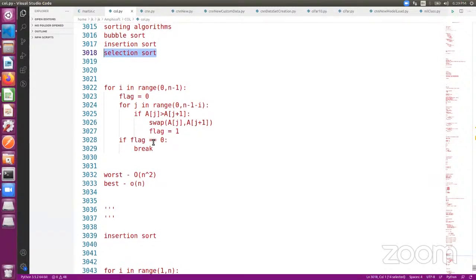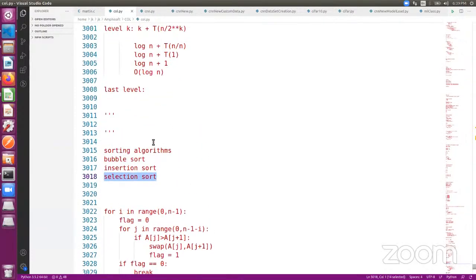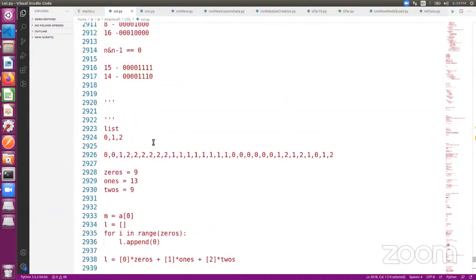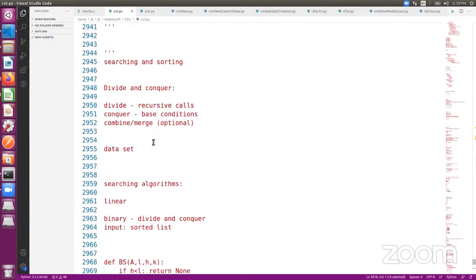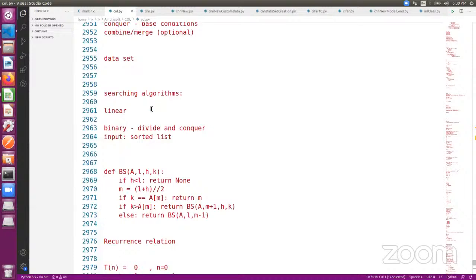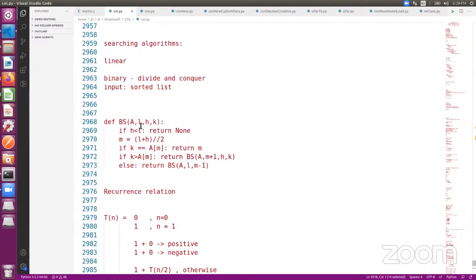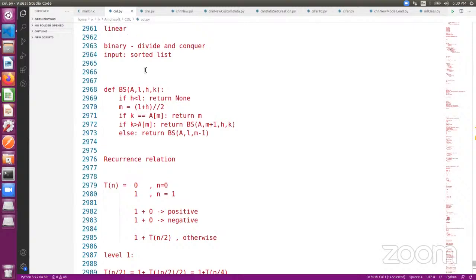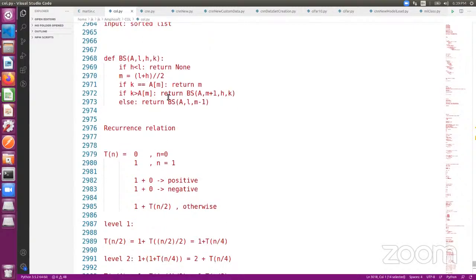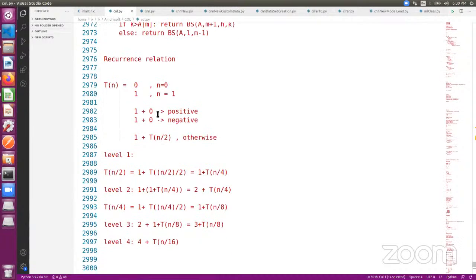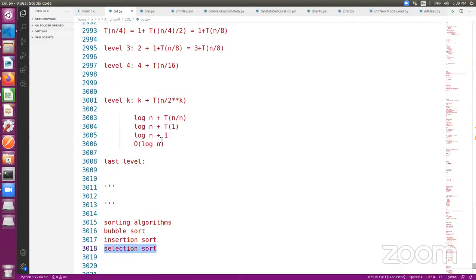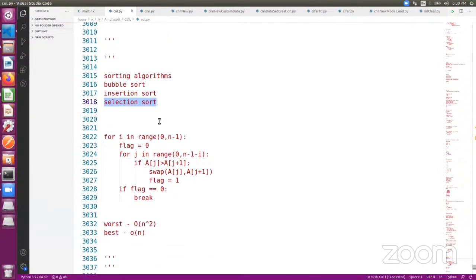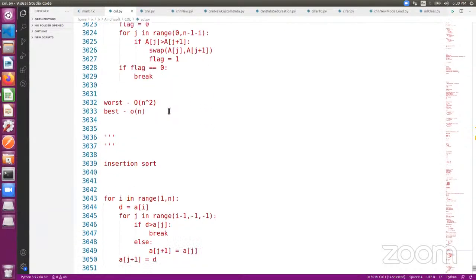Okay, fine. So in today's class, we started with divide and conquer. I told you what divide and conquer is exactly. And then we discussed searching algorithms, two of them: linear search and binary search. We saw how to derive the complexity of a recursive problem using a recurrence relation. And then we saw three sorting algorithms: selection, bubble sort, and insertion sort. Selection sort, please come and check.